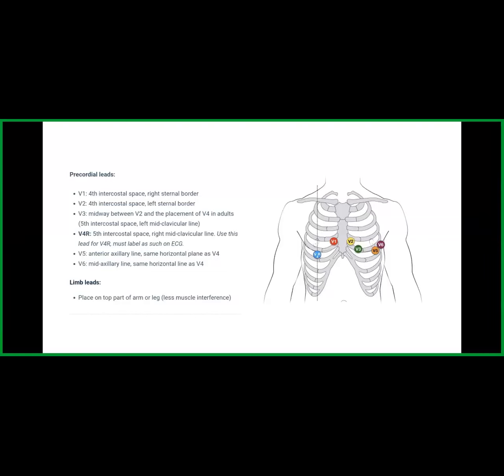V5 is in the anterior axillary line in the same horizontal plane as V4, and V6 is in the midaxillary line. The limb leads should be kept at the top part of the arm or leg. Generally, all of us have seen that the sisters keep them at the wrist and at the ankle, and these define the limb leads along with the precordial leads.